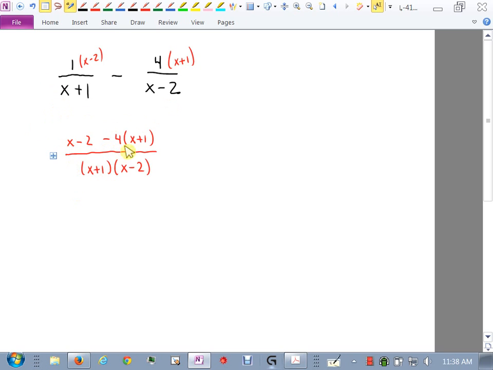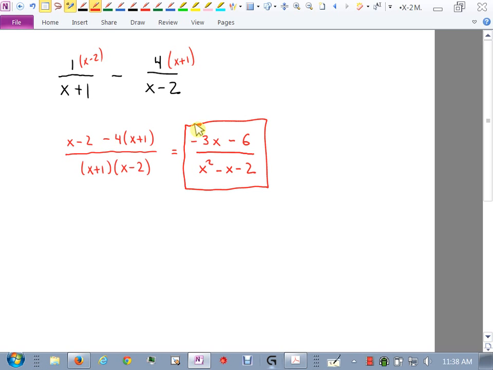And then I could clean it up, distribute through on top. See, how many x's will I have on top? -3. -3 x's. And then distribute this, -4. So -6 up top. Over, now I'll distribute through the bottom, x squared minus x minus 2. So this is the same expression as this, right?